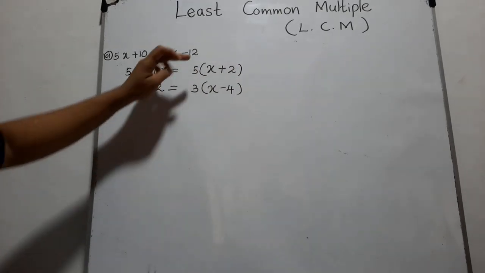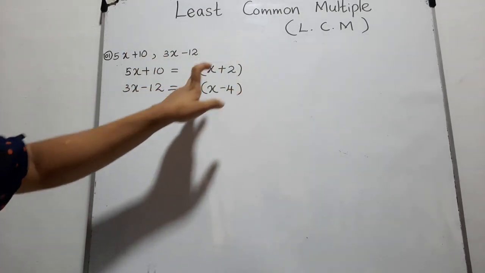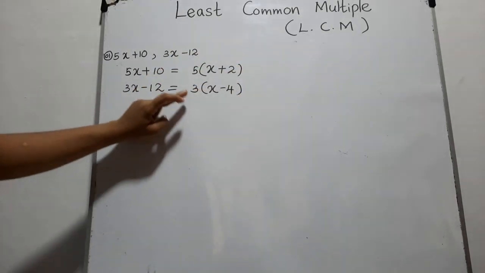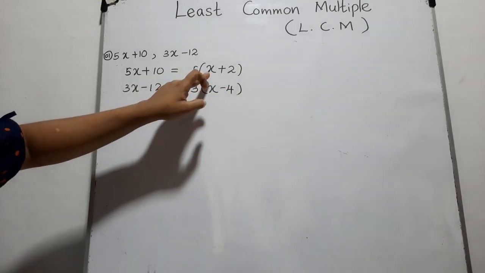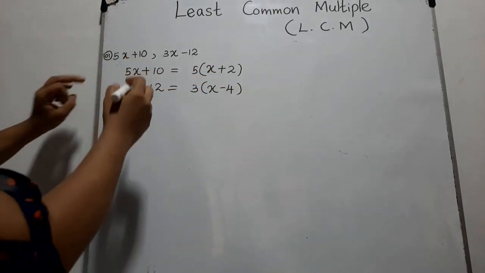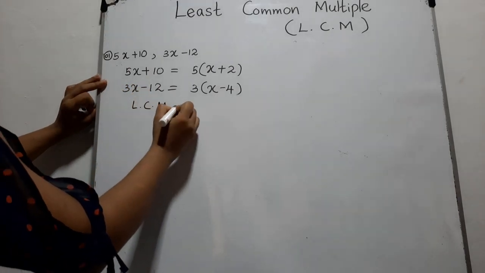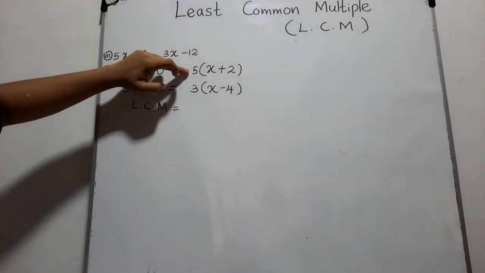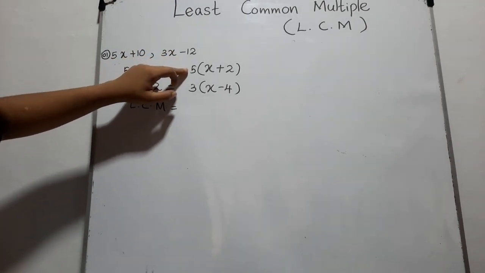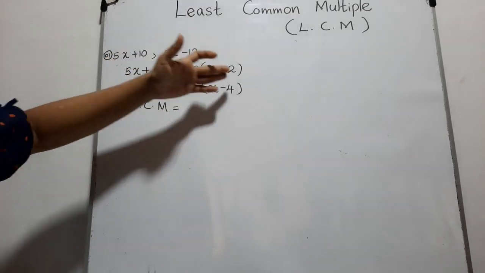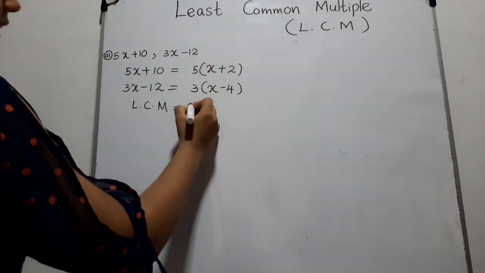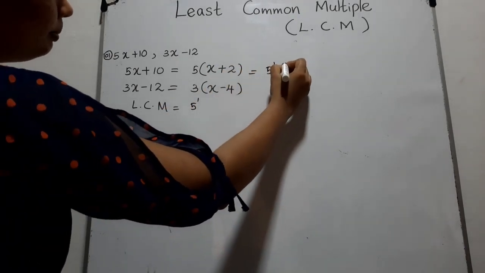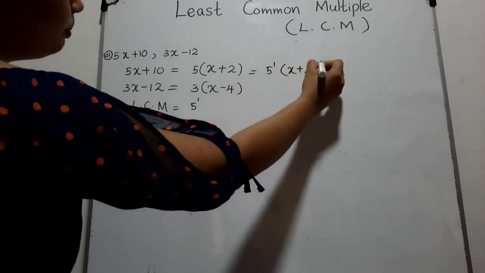Now here we can see that each index is 1. They have 4 distinct factors. What are they? 5, 3, x plus 2 and x minus 4. Now do you know the way of finding the LCM? We have to obtain the product of the largest power of each distinct factor. When we take 5, the index is 1. Here when we write in this way, 5 to the power 1, x plus 2 to the power 1.